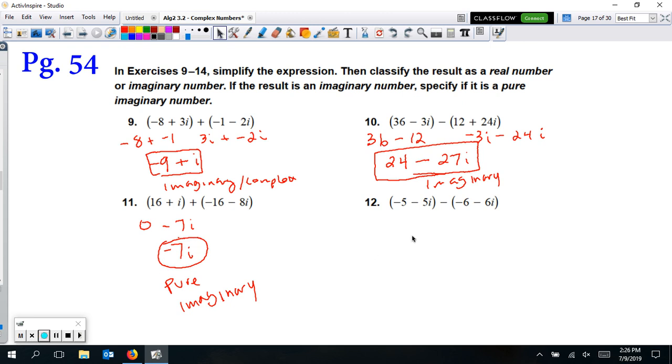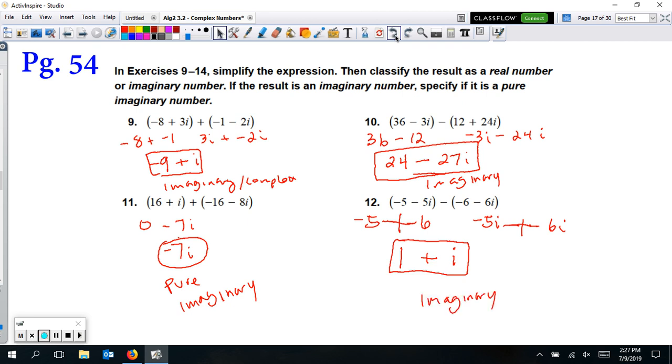And then for 12, we're going to see negative 5 minus negative 6. So that's a double negative. We want to change that to positive. And then we're also going to see for the i's, negative 5i minus negative 6i. So also a double negative here as well, changing that to positive. And so when I put these together, this is going to be 1. And over here, this is going to be a 1i, or just i. So it's just 1 plus i, which would be imaginary.